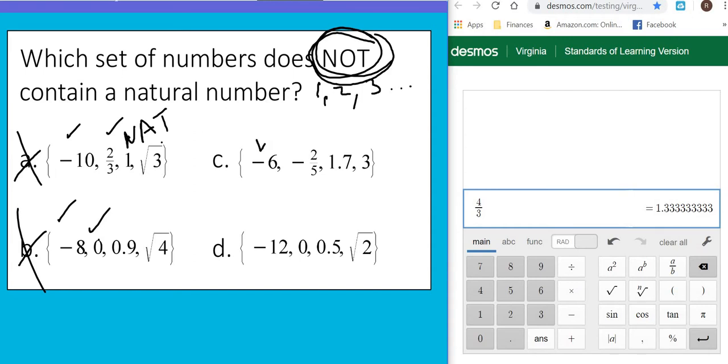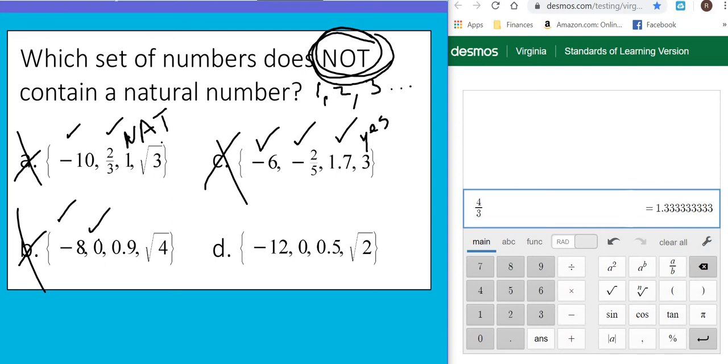No, you cannot. So that one works because we're looking for not. Can you have -2/5 hairs? No, you can't. So that's not natural. Can you have 1.7 hairs? No, you cannot. So that's not natural. Can you have 3 hairs? Yes, you can. So that is natural, so that goes away.